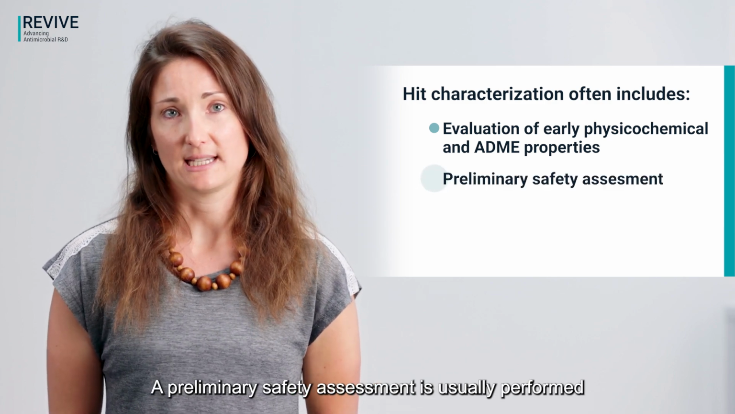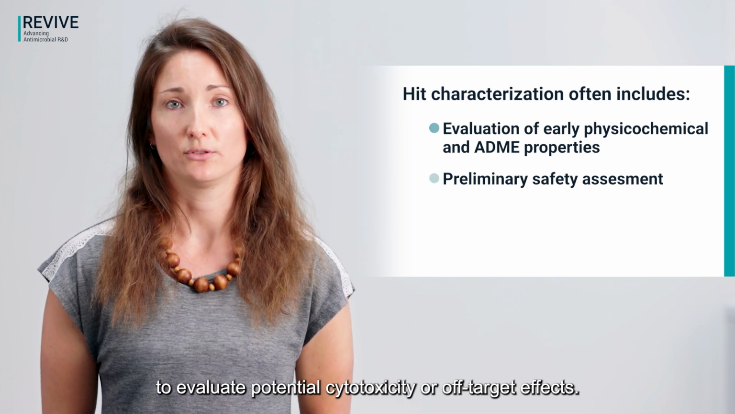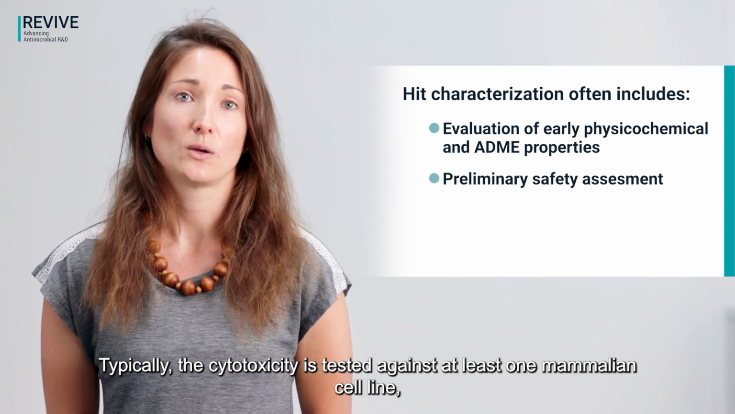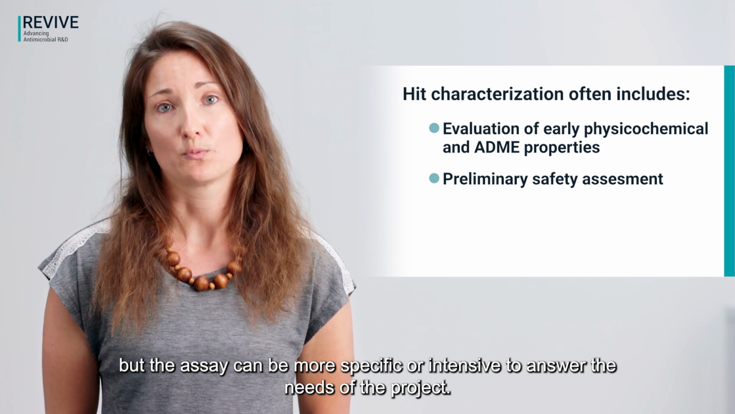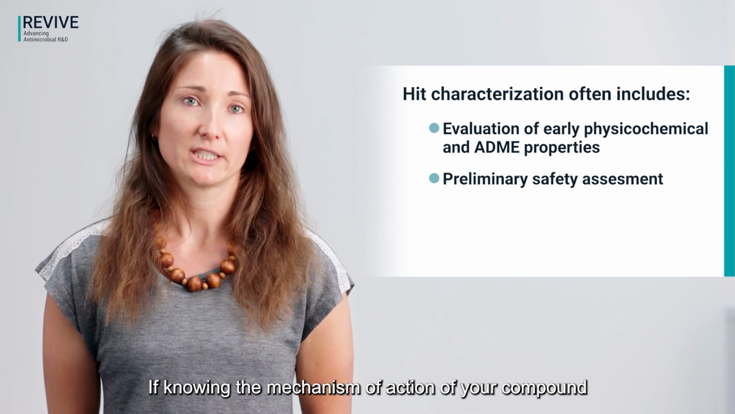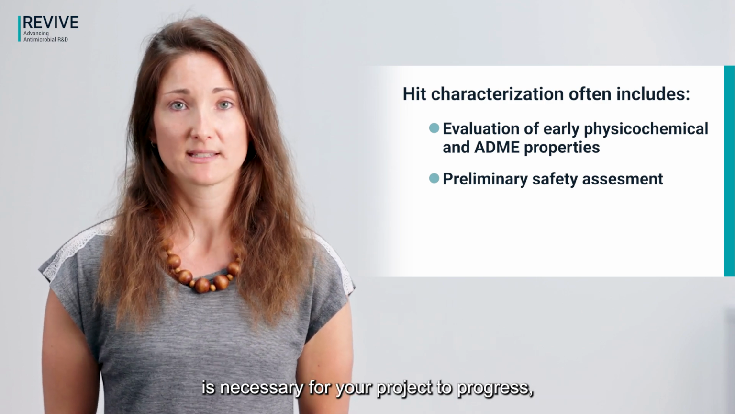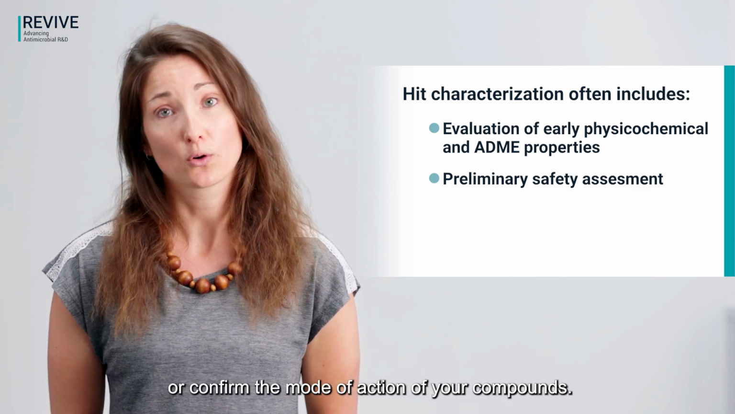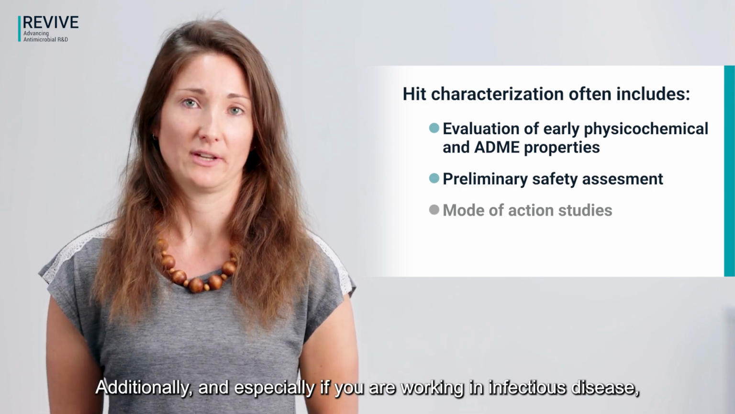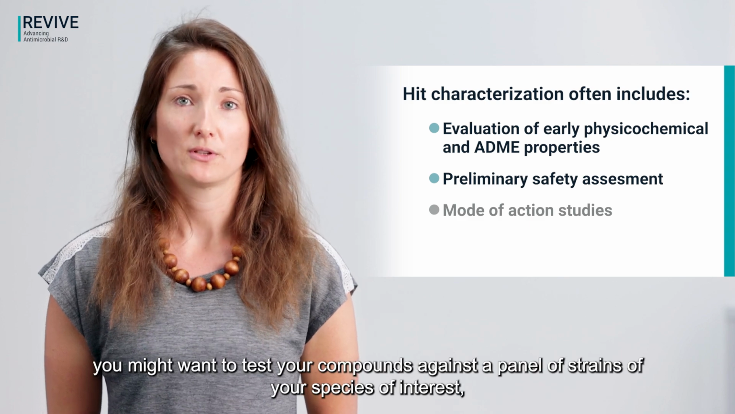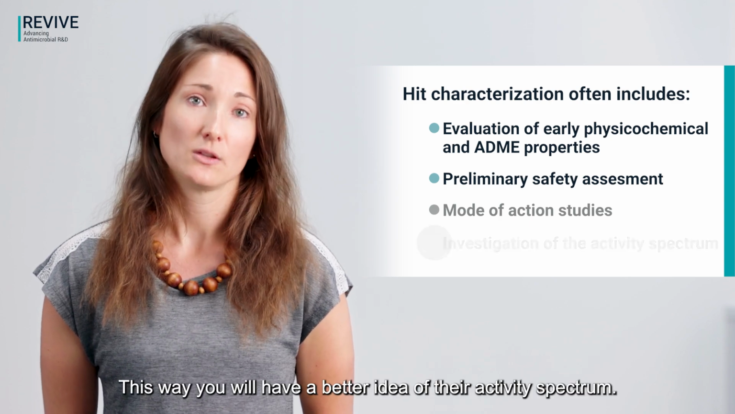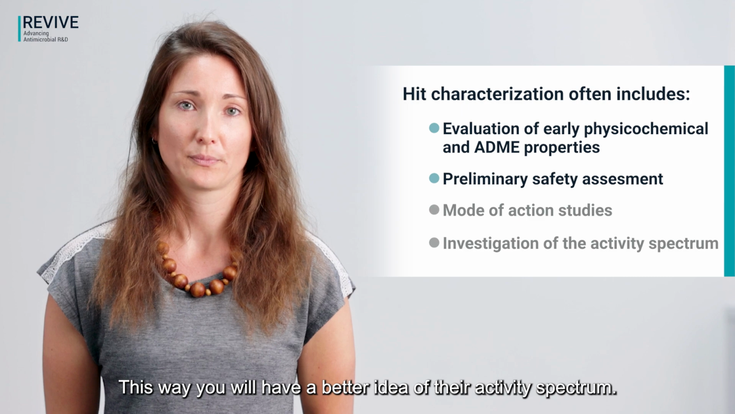A preliminary safety assessment is usually performed to evaluate potential cytotoxicity or off-target effects. Typically, the cytotoxicity is tested against at least one mammalian cell line, but the assay can be more specific or intensive to answer the needs of the project. If knowing the mechanism of action of your compound is necessary for your project to progress, this might also be the right time to investigate or confirm the mode of action of your compound. Additionally, and especially if you are working in infectious disease, you might want to test your compounds against a panel of strains of your species of interest or even across several species. This way, you will have a better idea of their activity spectrum.